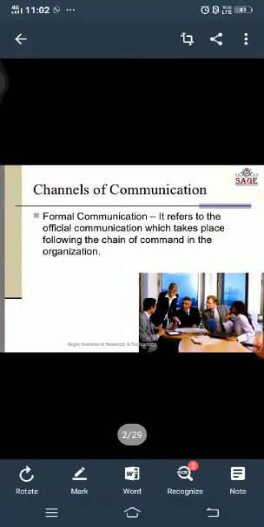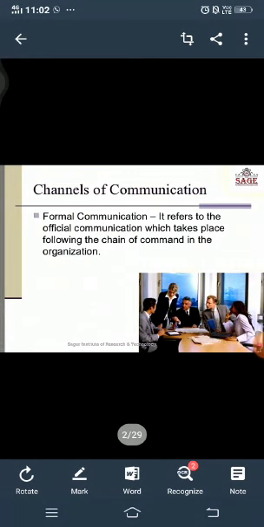Channel of communication, formal channel communication. It refers to the official communication which takes place following the chain of command in the organization. Chain of command means exactly the flow of authority and responsibility. Who is supposed to give orders to whom is decided by the chain of command. So whatever official notices or official instructions come in the organization, they have to be through the formal chain of command. So that is called formal communication.